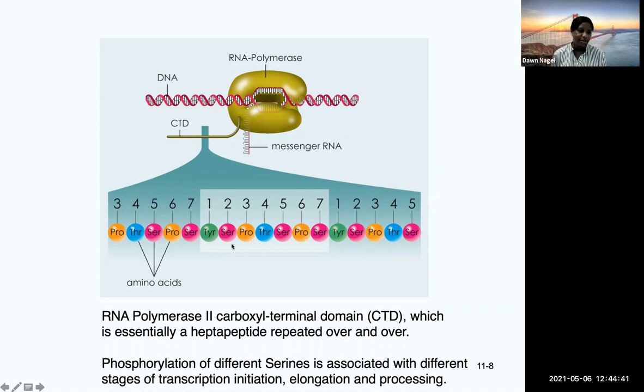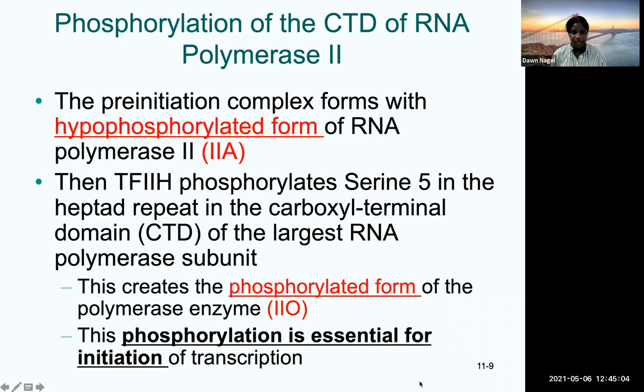Depending on the stage you're at in transcription, different serines will be phosphorylated, to play a role in initiation, elongation, and processing. So this transition from the assembly of the pre-initiation complex to elongation, again, occurs when TFIIH is added to the RNA polymerase.